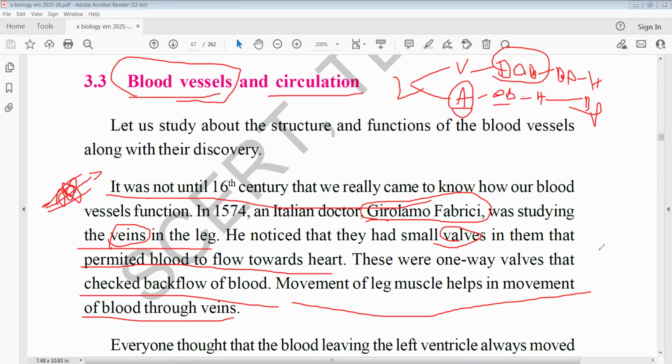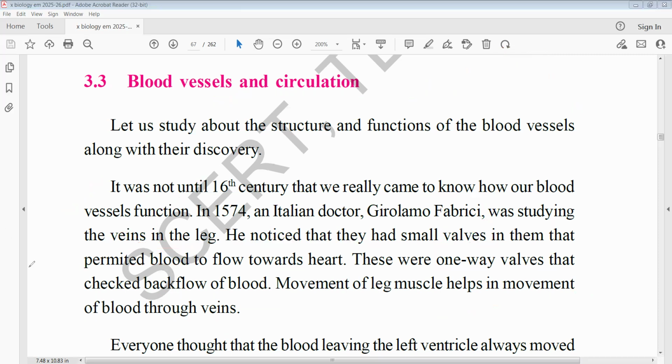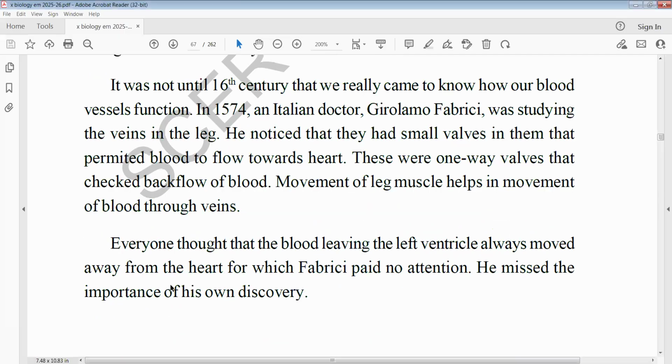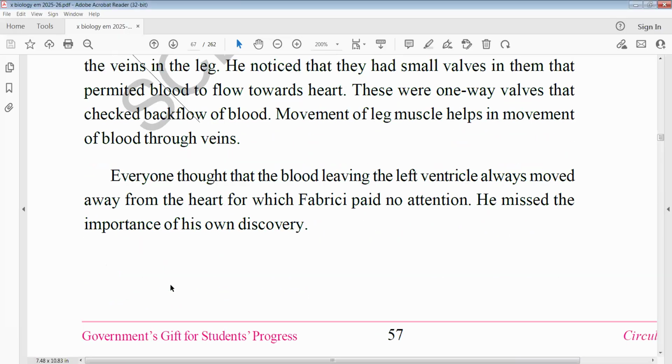When we compare the two types of blood vessels, arteries and veins, in which type of blood vessel are valves present? Veins. Veins have valves which allow blood to flow in only one direction, because they are carrying deoxygenated blood.